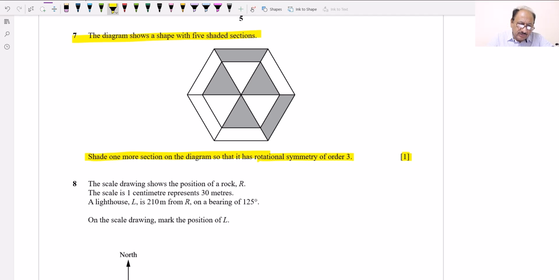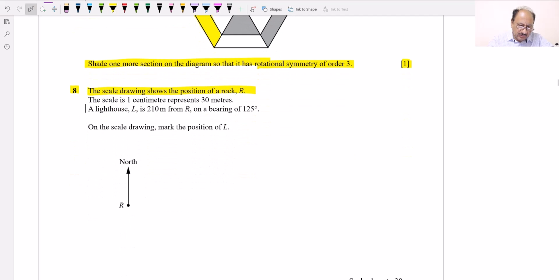Now we'll have to shade this. If we check, these are 3 shaded portions, and this is 1, this is 2, and we need to shade this one, another portion, and this will be the rotational symmetry of order 3. Hopefully you understood this. Then question number 8, the scale drawing shows the position of a rock R. The rock R is this one, and the scale is 1 centimeter represents 30 meters. So 1 centimeter is equal to 30 meters.